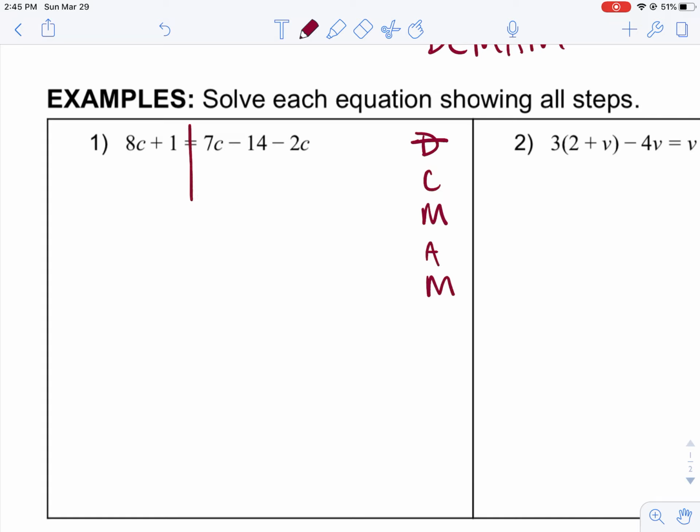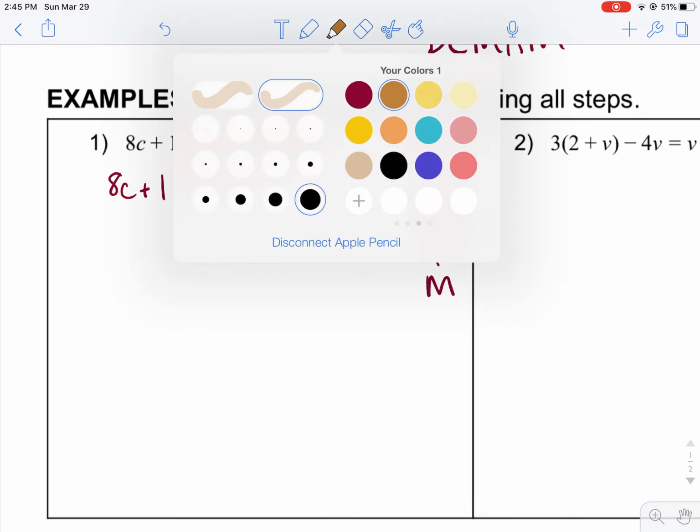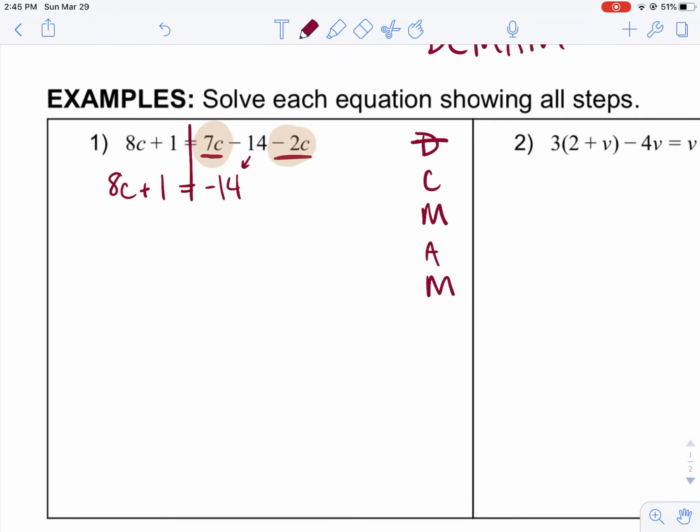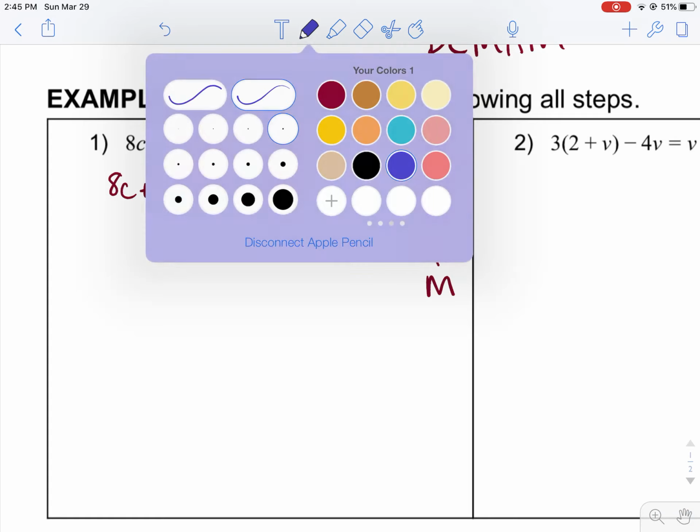However, if we draw a line down the equal sign, we do have like terms that we could combine. Nothing changes on the left side, that negative 14 is still going to stay right here, but I'm going to take 7 C's and subtract 2 C's from it. So 7 minus 2 is 5 C's total. So I've done the combining.